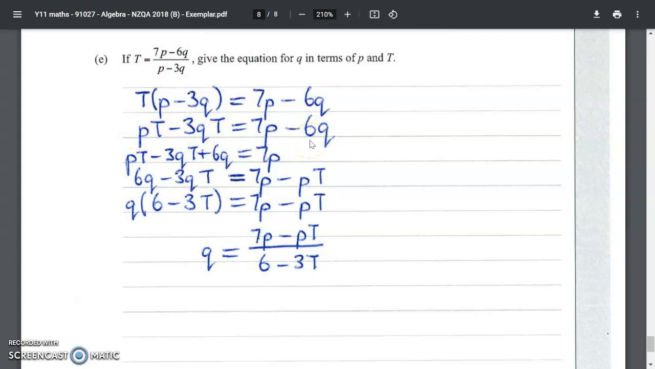Then let's get everything with a q on the left. So adding 6q to both sides we get this next line. Let's get everything without a q on the right hand side. So subtracting pt from both sides we get this next line. And then what I've done also from here to here is I've just switched the order of these around. I've got negative 3t plus 6q is the same as 6q minus 3t.